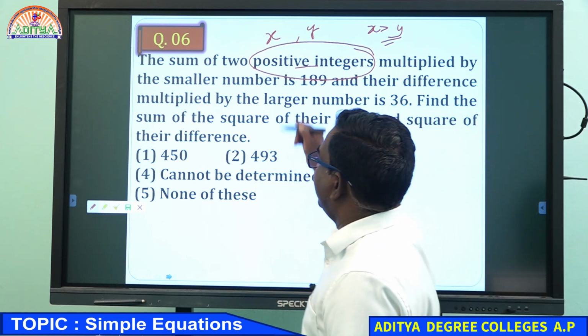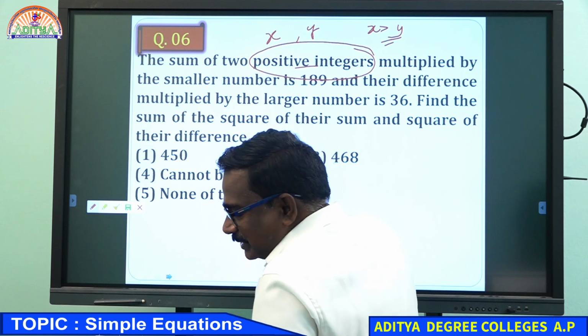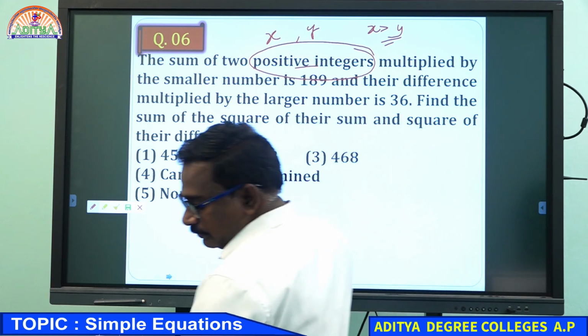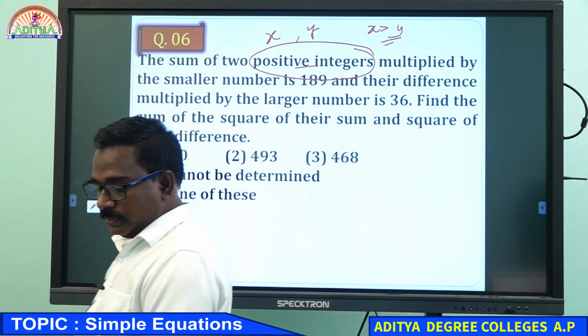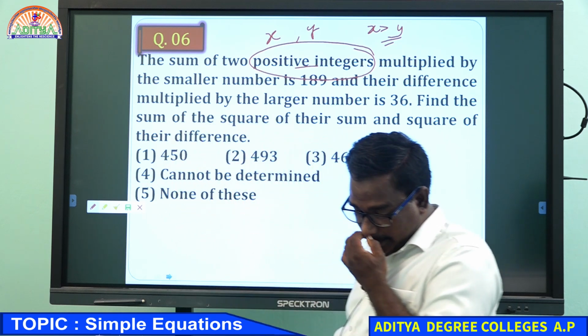Let the numbers you take as x and y. Now what is the first condition here? Read it carefully. What is the first condition?